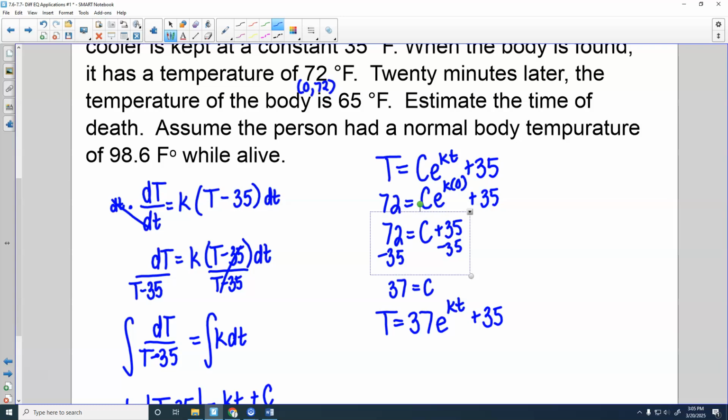And we know 20 minutes later, the temperature of the body is 65. We could do this in hours or in minutes. It doesn't matter, just know which one you're using. I'm going to use minutes so that I don't have to use a fraction or decimal, because if I do hours I'd have to do 1/3. So my t is 20 minutes, and the temperature of the body is 65. So 65 equals 37 e to the k times 20, plus 35.